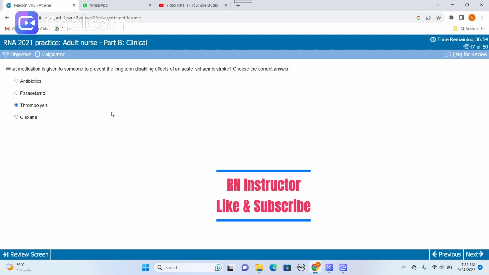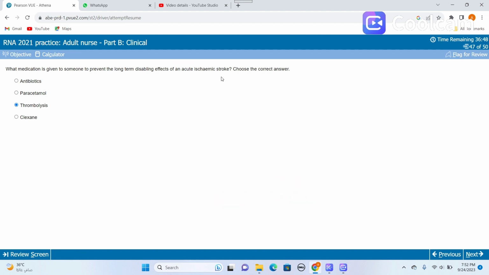Then what medication is given to someone to prevent long-term problems? Antibiotics are given for infection, paracetamol for the pain, but here it is ischemic stroke. Ischemia is there. Okay. Clexane will be given in order to prevent blood clots from forming, whereas thrombolysis will be given for the old stroke, meaning there is already a blood clot. Okay.